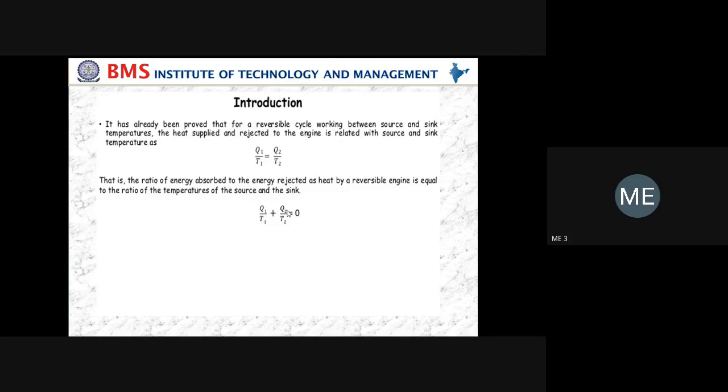Next, you have to shift that term to the left hand side. That's Q1 divided by T1 plus Q2 divided by T2 equals 0. So whenever you take it to this side, you write the equation as Q1 by T1 plus Q2 divided by T2 equals 0.